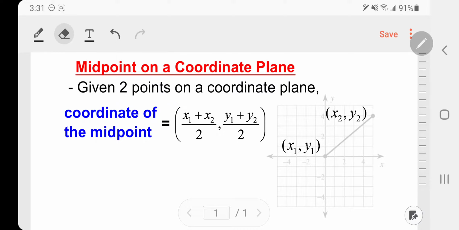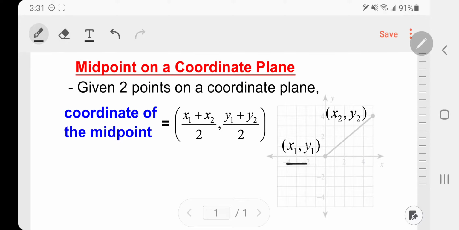Okay, so first off, the formula for the midpoint is you're pretty much finding halfway between each of your coordinates, your x1, your y1, and your x2 and your y2. So what we're doing is we're using the sum of x1 plus x2 and taking half of that, as well as the sum of y1 and y2, and then again taking half of that.